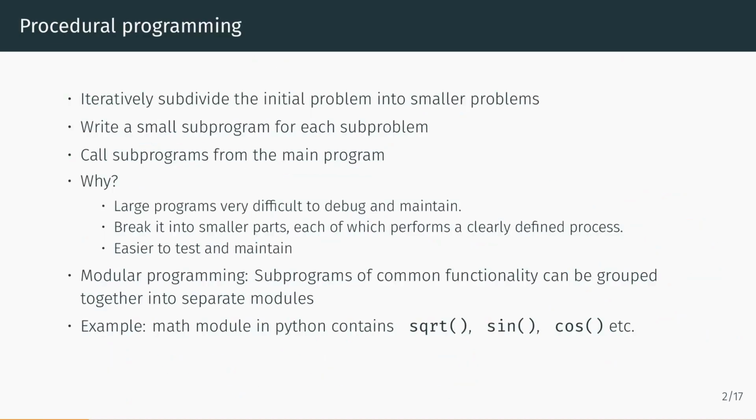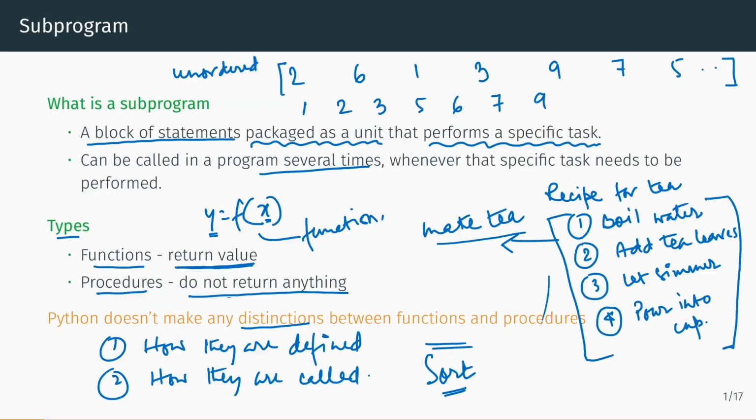Now, what is procedural programming? Why do we need procedures in the first place? The idea is to iteratively divide or subdivide the initial problem into smaller problems, subproblems. And if we go back to our tea making example, we said that the recipe for tea involves boiling water, adding tea leaves, letting it simmer, and so on.